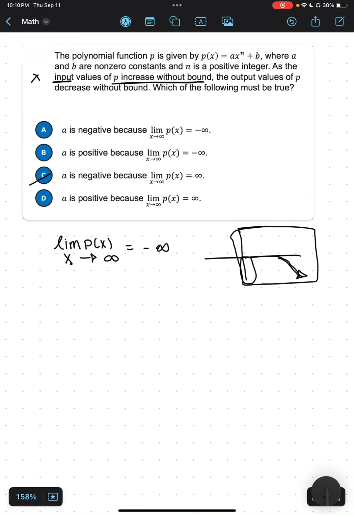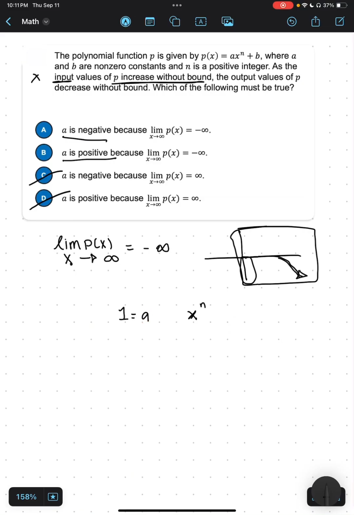So right away, we can cross out C and D. Now we need to find out if a is negative or if a is positive. Well, you have to think about it like, okay, a can't be zero, it's a non-zero constant. So let's say a is 1. Okay? So now we basically just have x to the power of n.